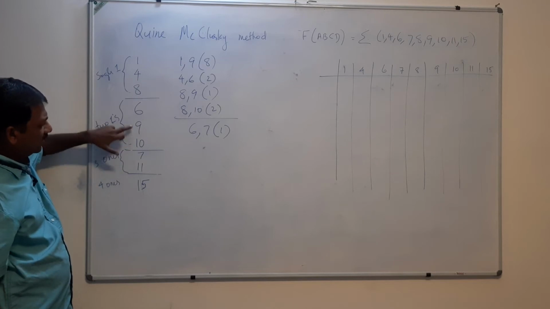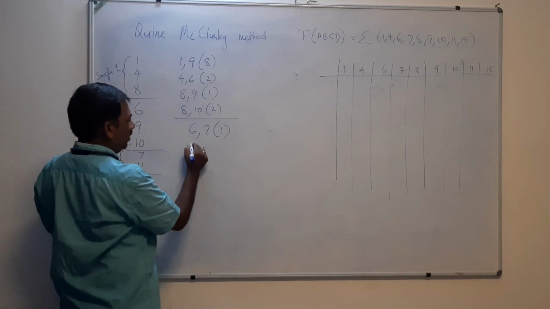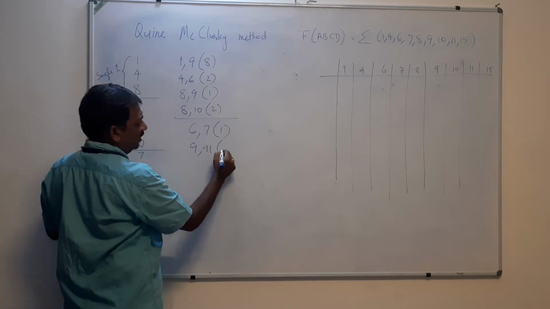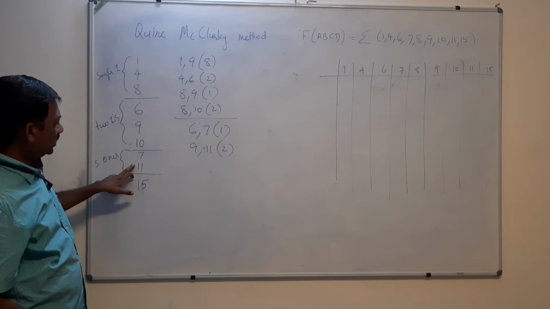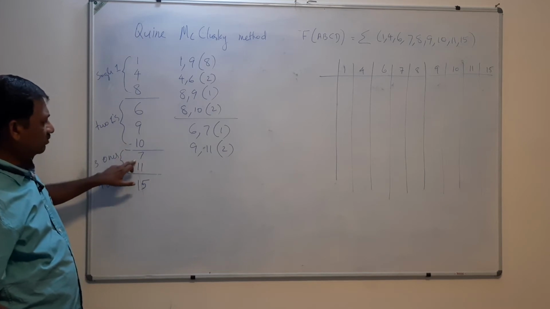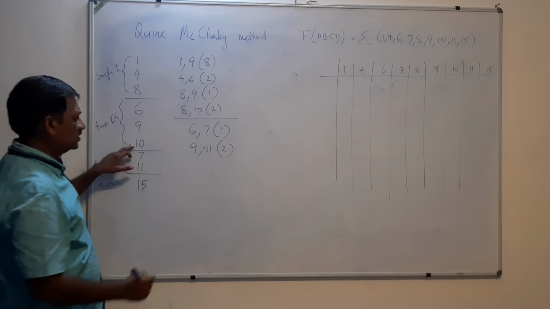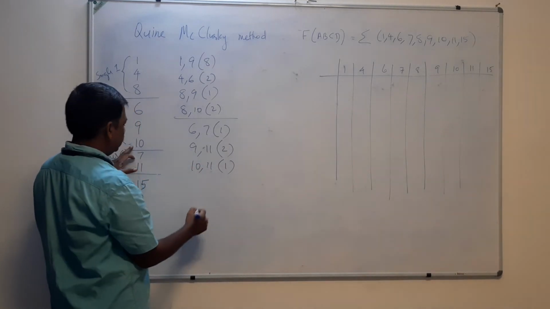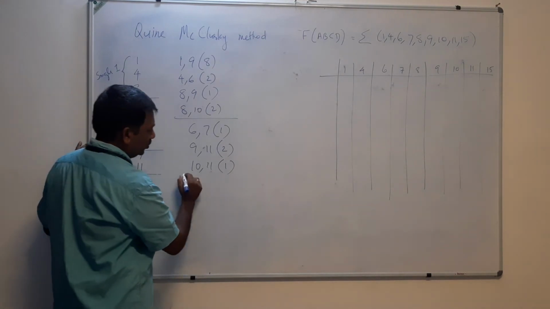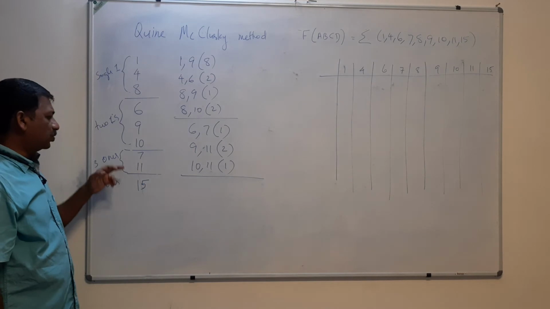Now, 9 and 7. 7 minus 9 is negative. 9 and 11 can be combined. Why? 9 and 11. 11 minus 9 is 2. And next is 10 and 7. 7 minus 10 is negative. 10 and 11. 11 minus 10 is 1, so the difference is 1. Okay, so it's over. Now you are going to check whether these two can be combined.